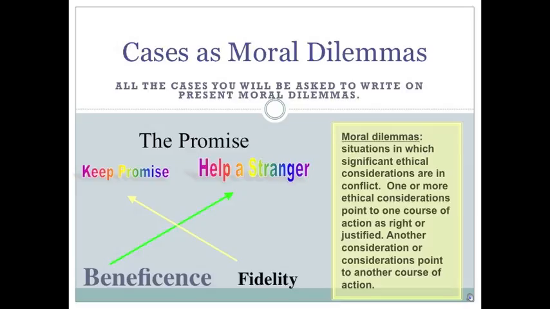So this is sort of a classic, simple moral dilemma in the sense that 2 significant moral considerations, my obligation to keep my promise, to live up to my obligations of fidelity to you, is in conflict with my obligation to help the stranger. Now, it's a relatively easily resolvable dilemma, but it's a moral dilemma of a sort nonetheless, because 2 significant moral considerations point in different directions.